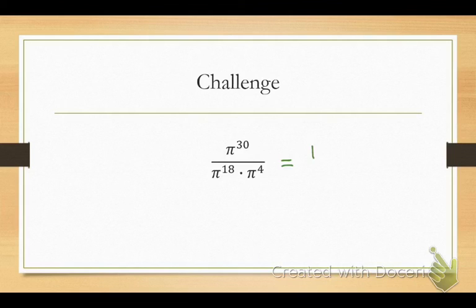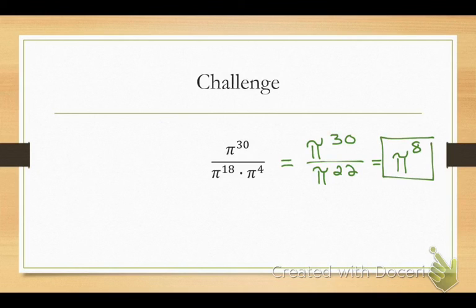How much do you know? 2 digits. That's all I care about. 3.14. Yeah. Pi to the power of 30. How do I simplify the bottom? What do I simplify it to? Pi to the power of what? 22. And then I subtract it. Pi to the power of 8, guys, not pi 8. We're going to use the correct vocabulary. Pi to the power of 8.